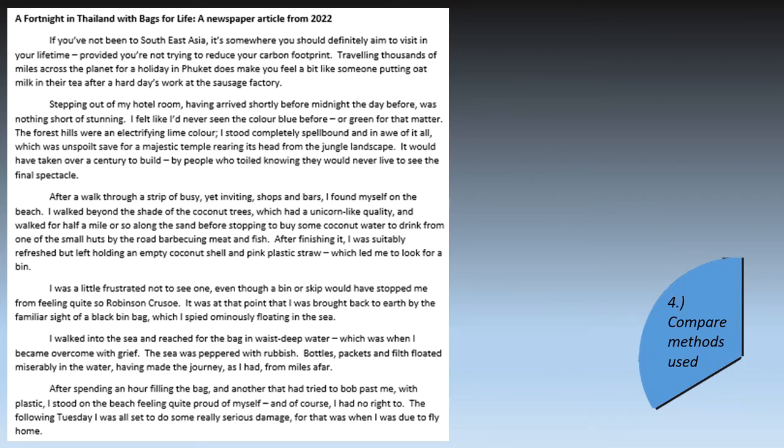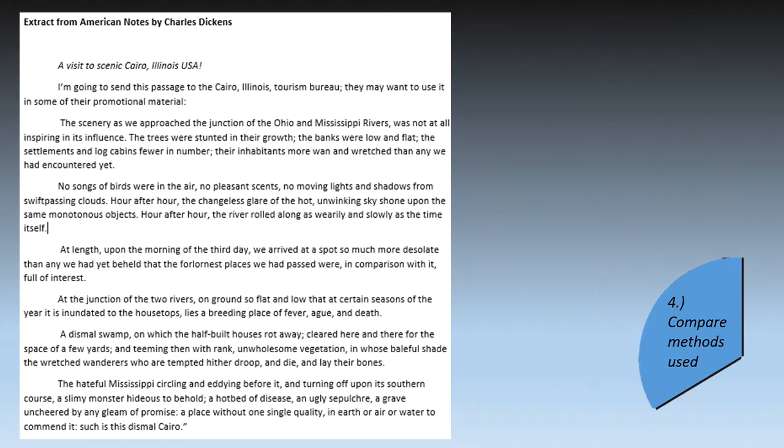Our source B for today is an extract from American Notes by Charles Dickens. It's some travel writing, and this piece explores time he spent in Illinois, USA. So these are our 2 sources. Feel free to familiarise yourself with them. And if you are confident, let's move on and think about the question.